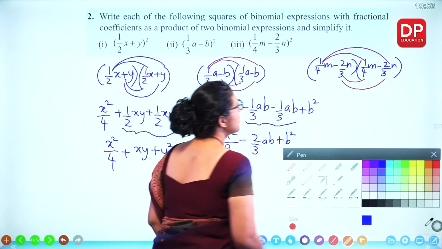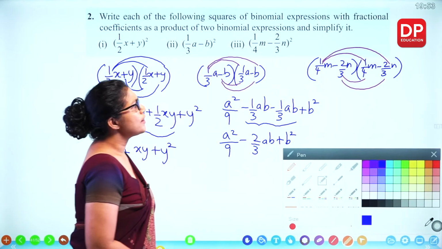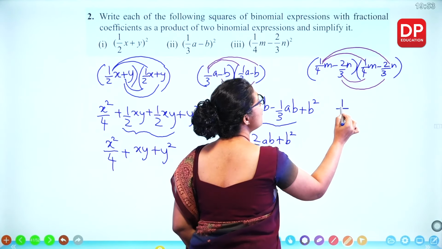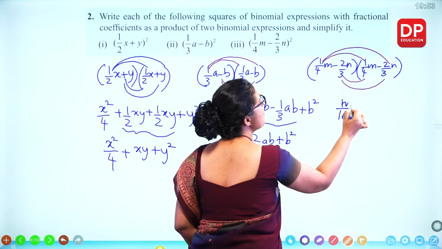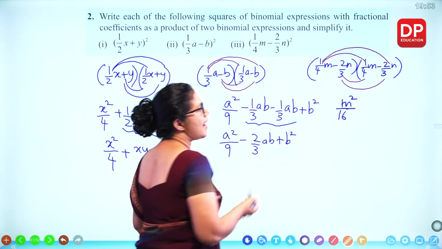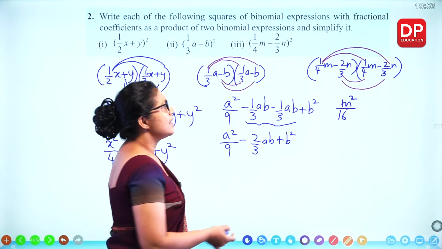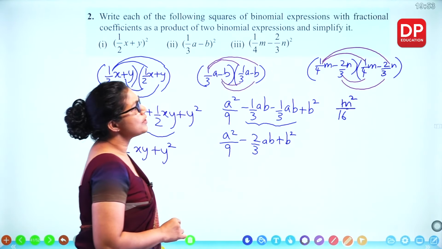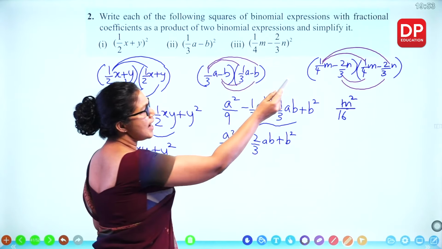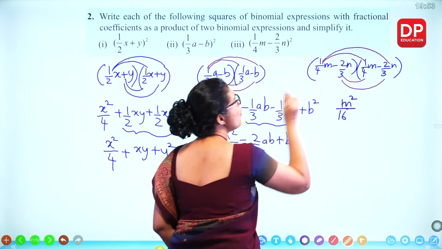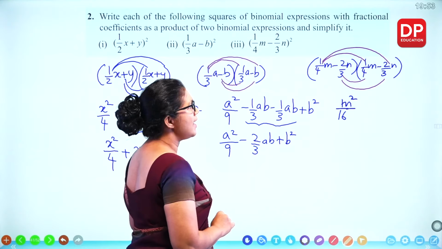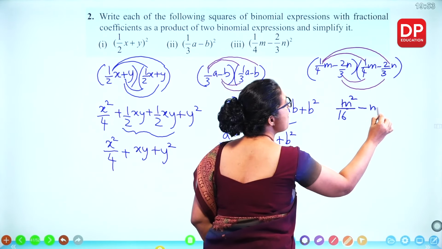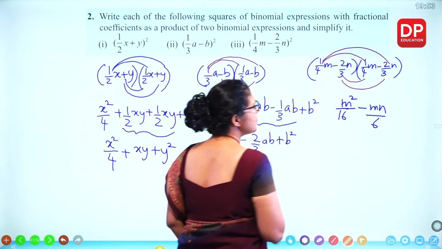So you get 1/4 m into 1/4 m. What you get? You get 1 over 16 m squared. You can write as m squared over 16. 1/4 m with minus 2/3 n. We can see 2 and 4. You can simplify and write down this as minus mn over 6.